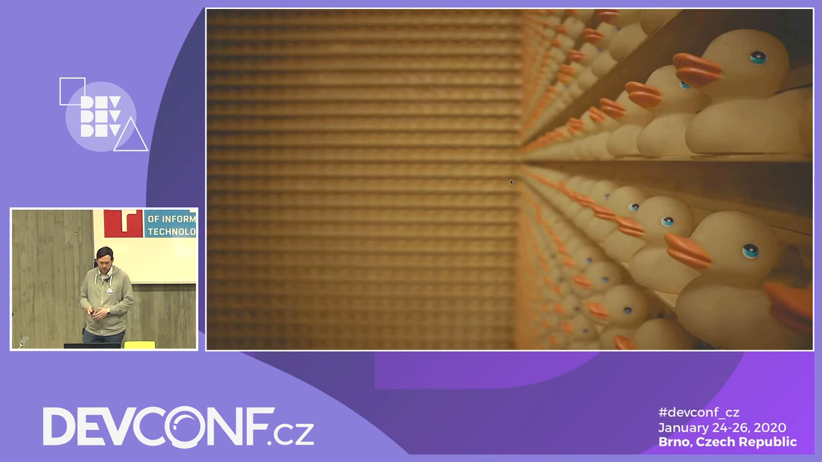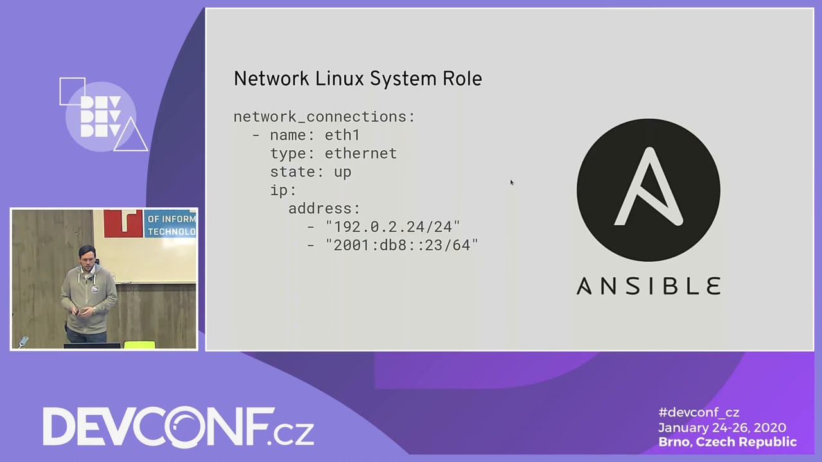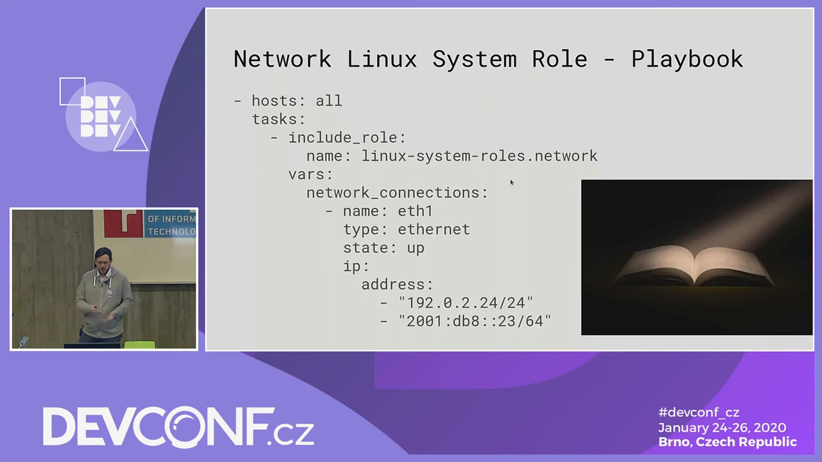So if you're, for example, having a little bit more complex setup, this is supported by the Ansible Network Linux System role, which also makes it a lot easier, or at least for me, to read and understand what's going on in the system. So this is an example of how to set up the IP addresses on one interface. It's not the complete playbook that would look like this, so you still need to include the role and specify the host that you want to use.